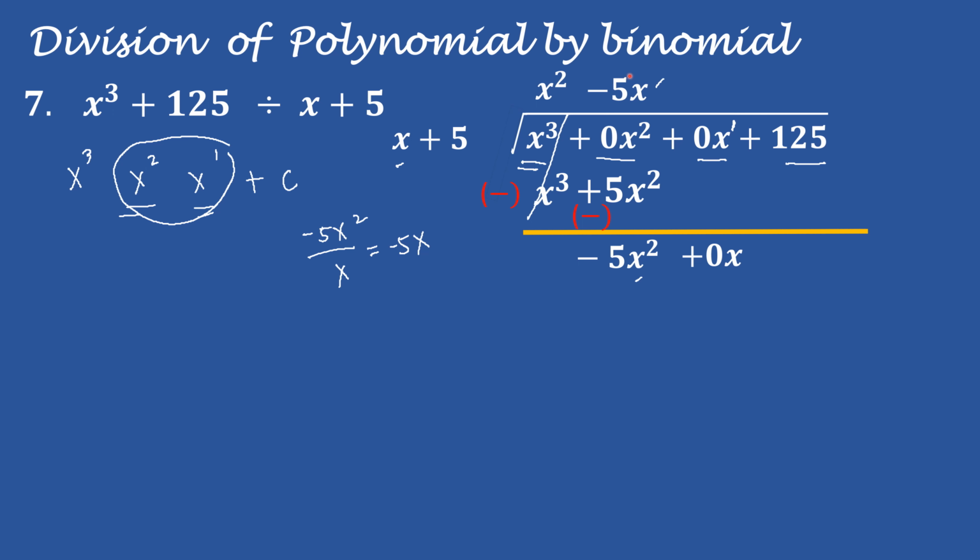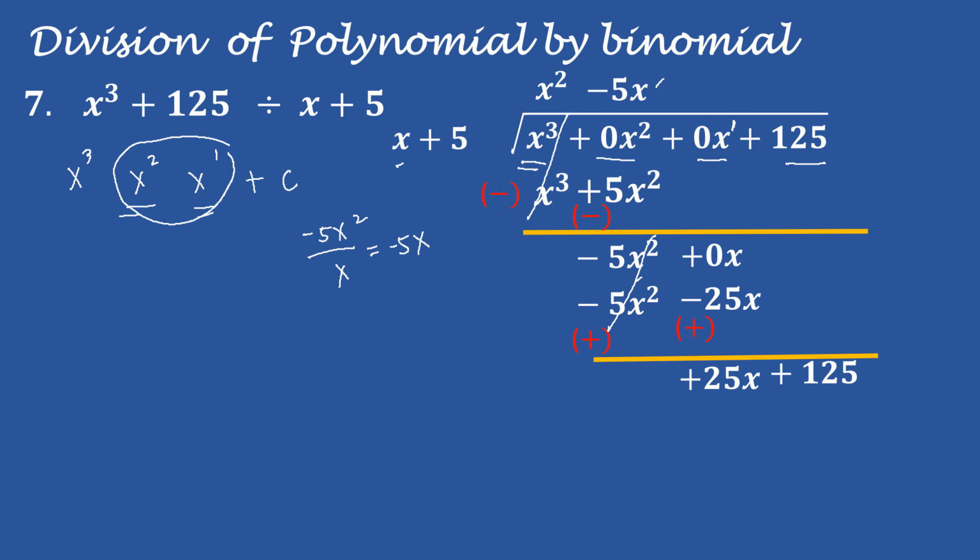Negative 5x times x will give us negative 5x squared. And negative 5x times 5 will give us negative 25x. Then proceed. Change the sign of the negative 5x squared. It will now be positive 5x squared. And it will now be positive 25x. So this will give us a 0. And then the positive 25x will be brought down. And then proceed to writing the constant plus 125.